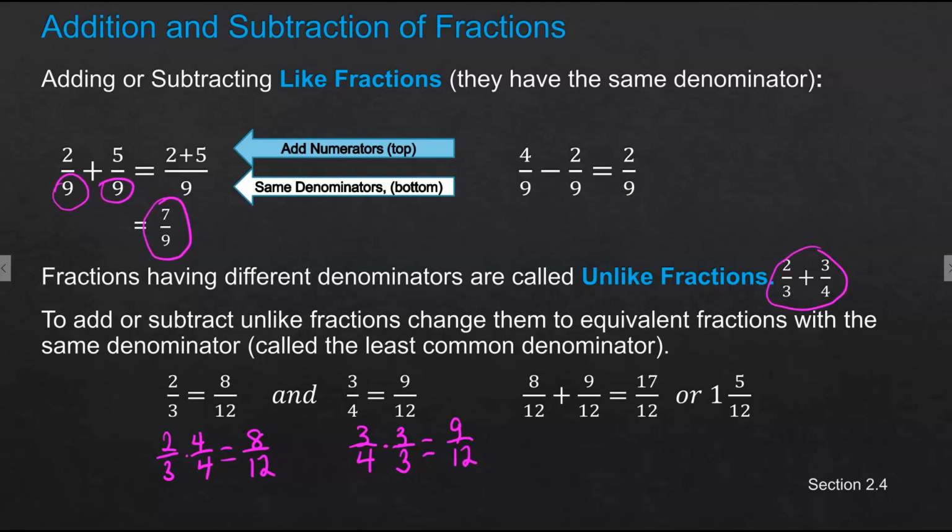And then I can add them. So I add the 8 and the 9, I write it over 12, which gives me 17/12, which is also 1 5/12 as a mixed number. Improper fractions are okay, but mixed numbers are helpful if we're talking about things like measurement or something, then that's where that comes into play.